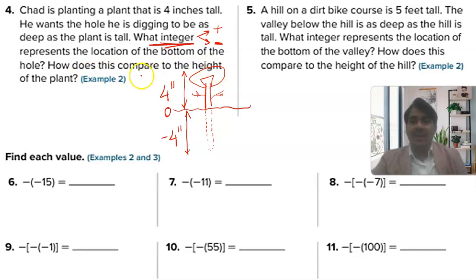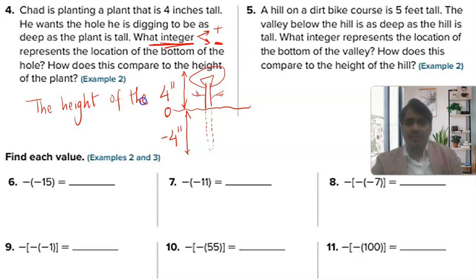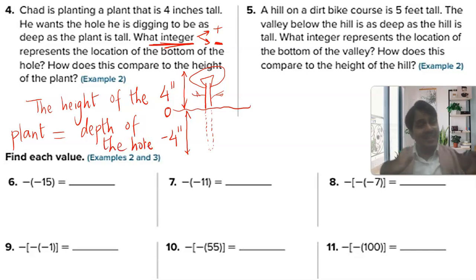How does this compare to the height of the plant? The height of the plant is the same as the depth of the hole. So it is the same. The height of the plant is equal to the depth of the hole. So lengthwise they are the same, but integer-wise they are different.